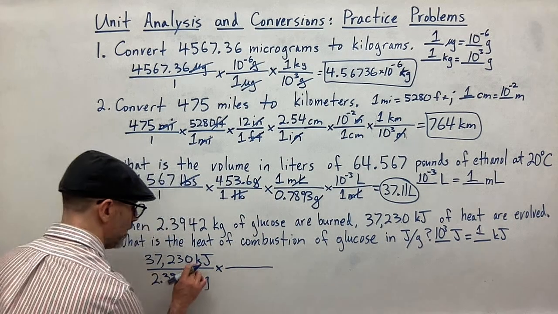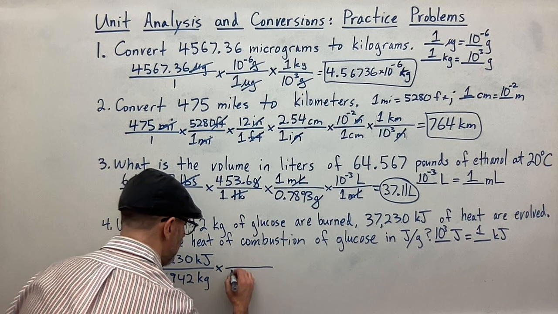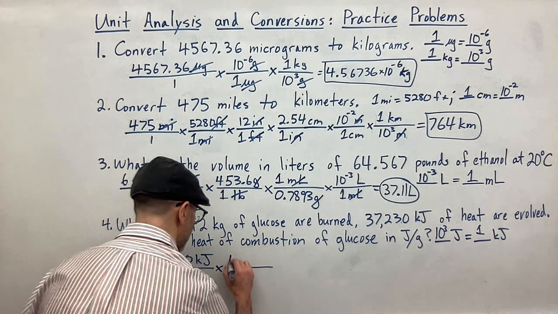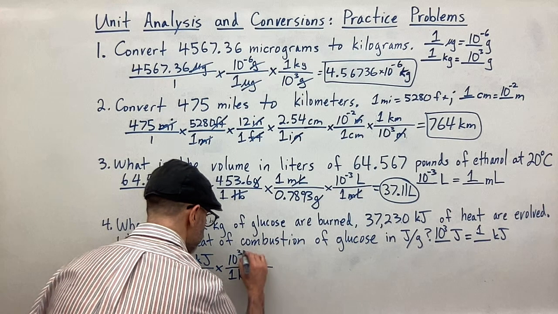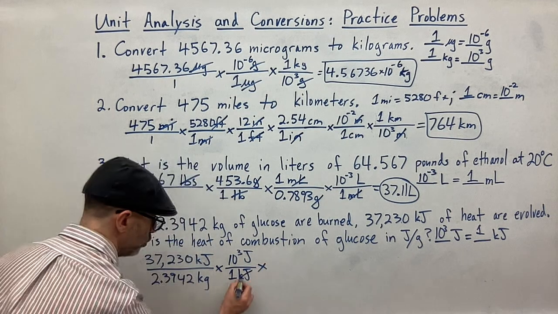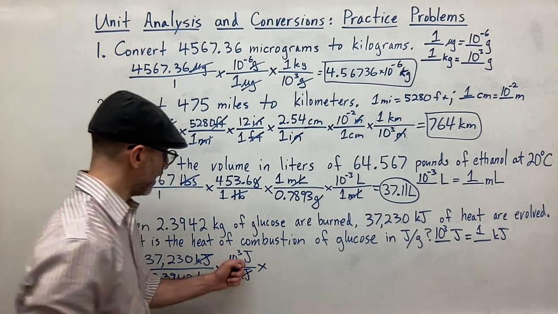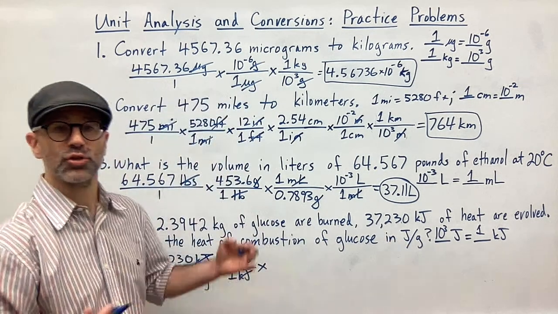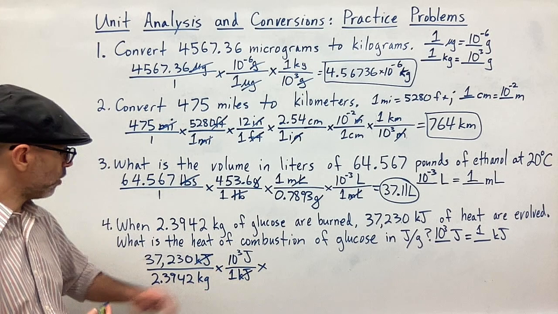Kilojoules are on top, so I'm going to put kilojoules on the bottom. So 1 kilojoule goes on the bottom, and then 10 to the third joules goes on top. So kilojoules cancels out. Now I have joules on top, which is what I want. They want joules, so I'm done with the top. Now I do the bottom.